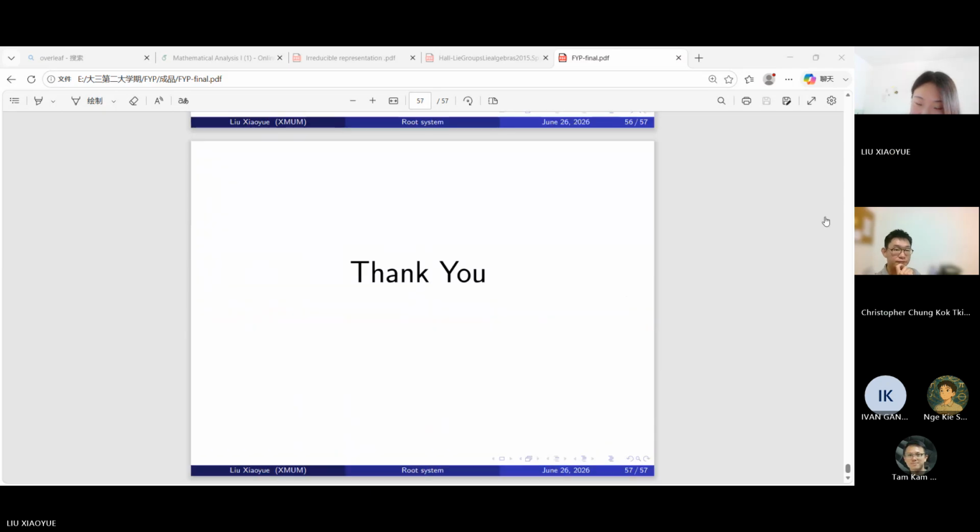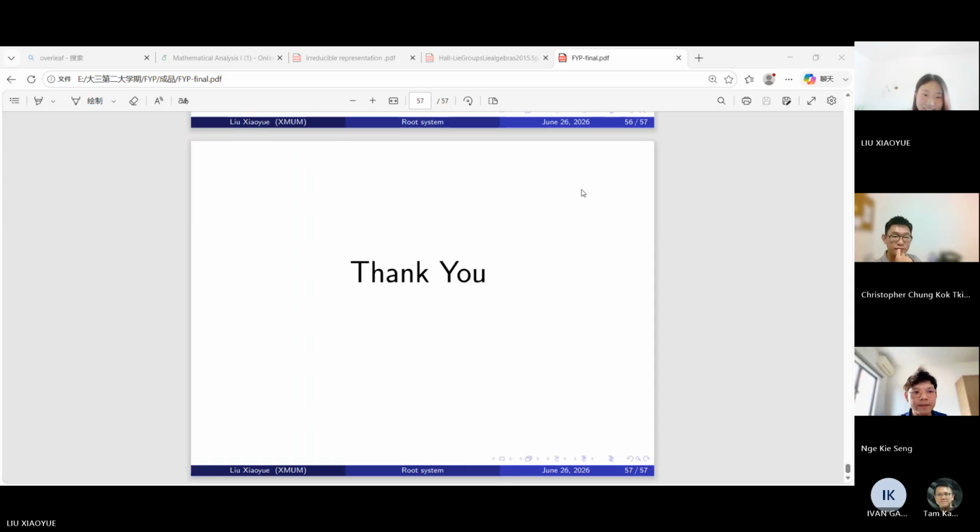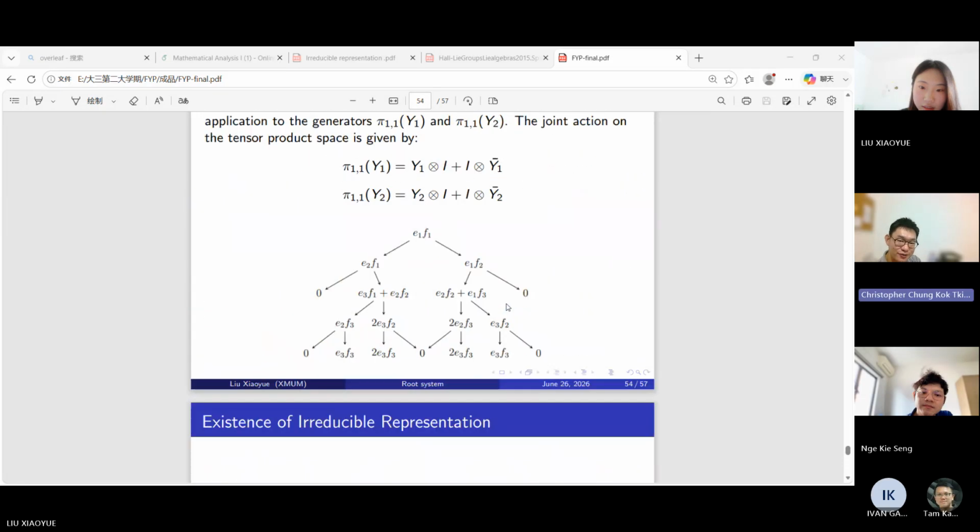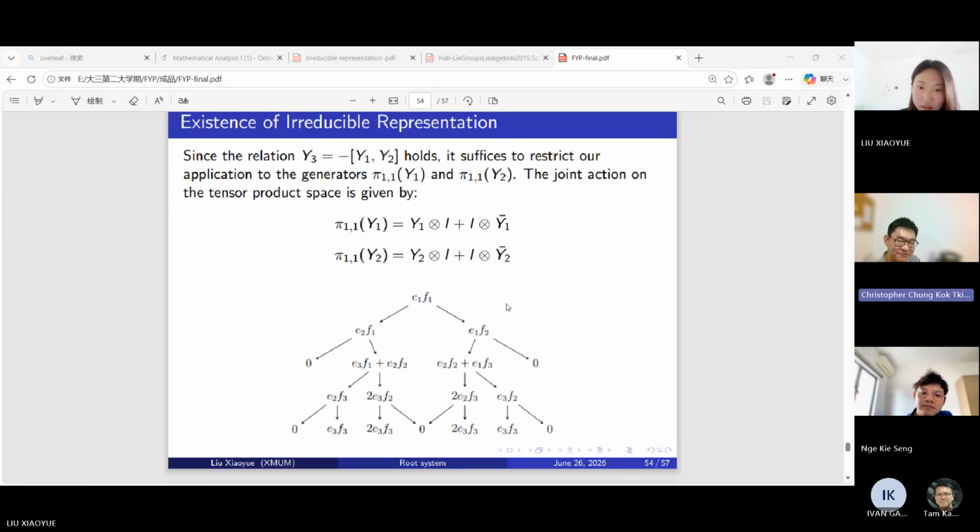Okay. Any comment or question? Why don't you just show me the graph that you have. You have a graph. Can you just very briefly say what this is?